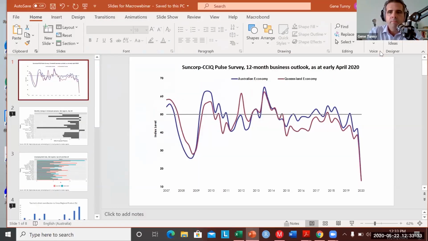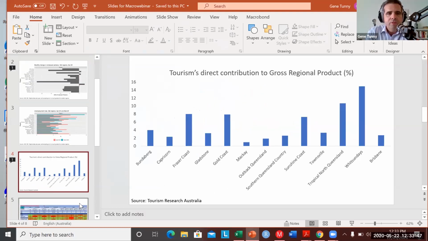Earlier this week on Monday, the Courier Mail had the headline, "Desperate Plea as Business Hits Crisis Point," and it was referring to the CCIQ pulse data that had come out.